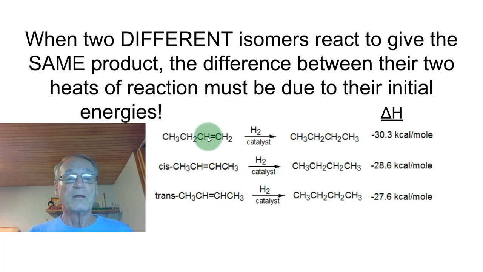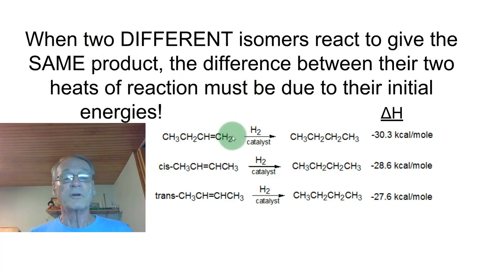So for example, 1-butene and 2-butene. These are isomers of each other because they both have the same formula, C4H8. Furthermore, trans is also an isomer, so these 3 are all isomers of each other. And when they react with hydrogen and the catalyst, that's the hydrogenation reaction, all 3 of these would give the same product. So that's just n-butane. So that's what we mean by different isomers reacting to give the same product.